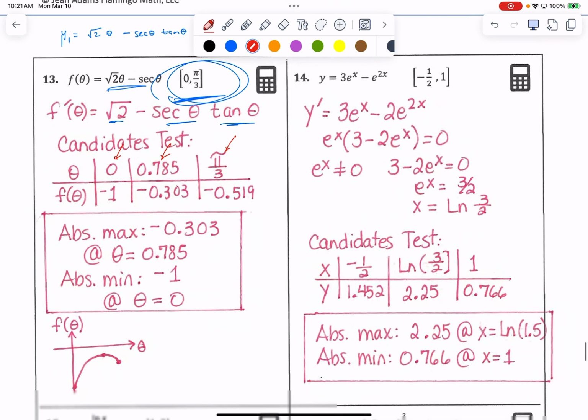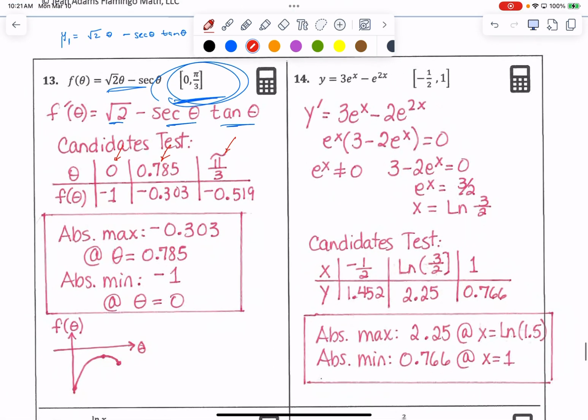All right, number 14. This is a good one. By the way, there are the answers. The absolute max was the critical value, and the absolute min occurred at one of the endpoints. Okay, number 14. I need everybody to pay close attention to number 14.